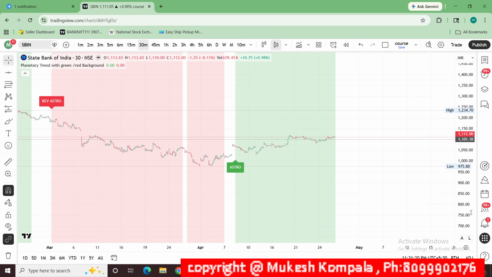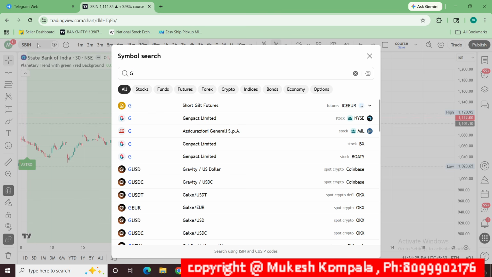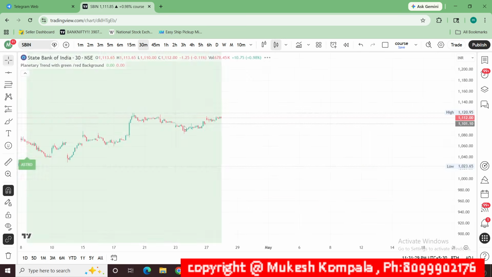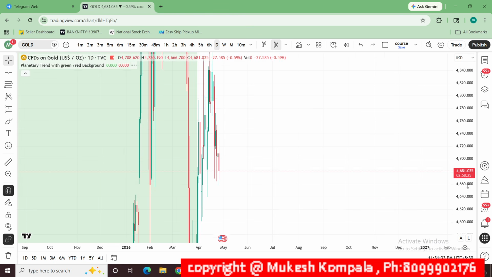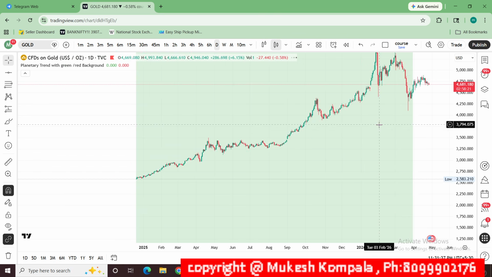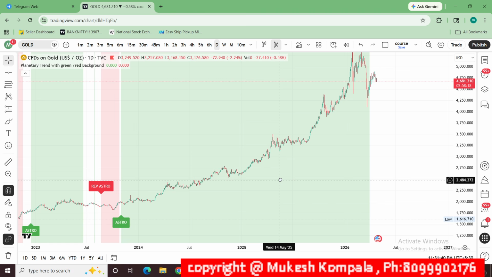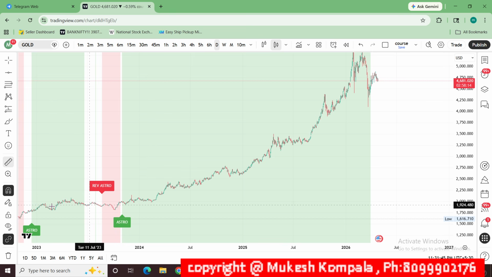Also in gold, it has given almost somewhere around 180% return in 2 years. Let us go for gold in the daily time frame. If we follow the trend, we are going to win. This is the gold. You can check, perfect signal, exactly from the bottom.